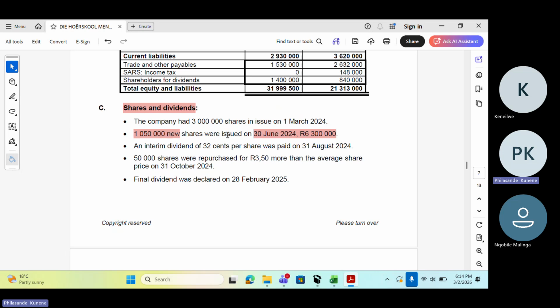1,050,000 new shares were issued on 30 June 2024 for 6,300,000 rands. Can you see, guys? These are the shares that have been issued. So these are the proceeds from the issue of shares that we have received. We're going to receive the 6,300,000 rands. That is the cash inflow.